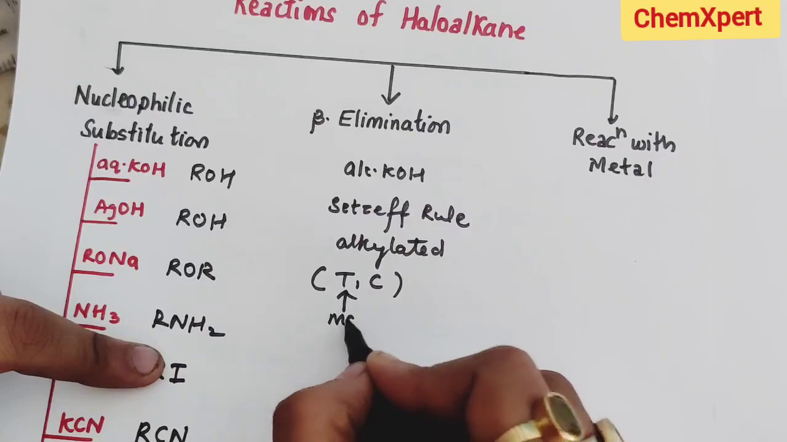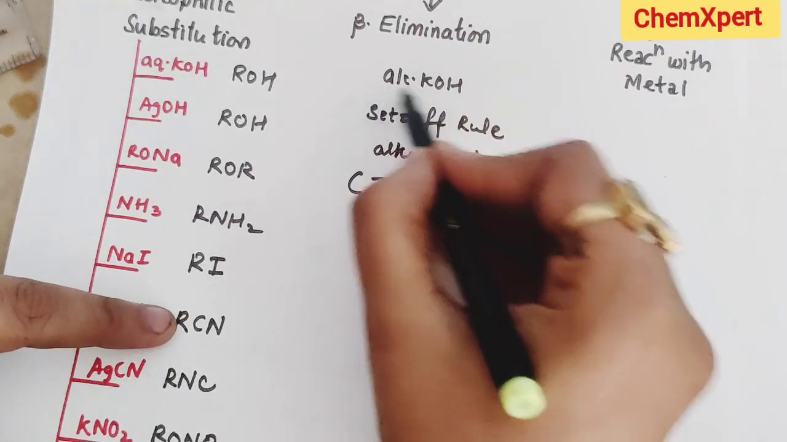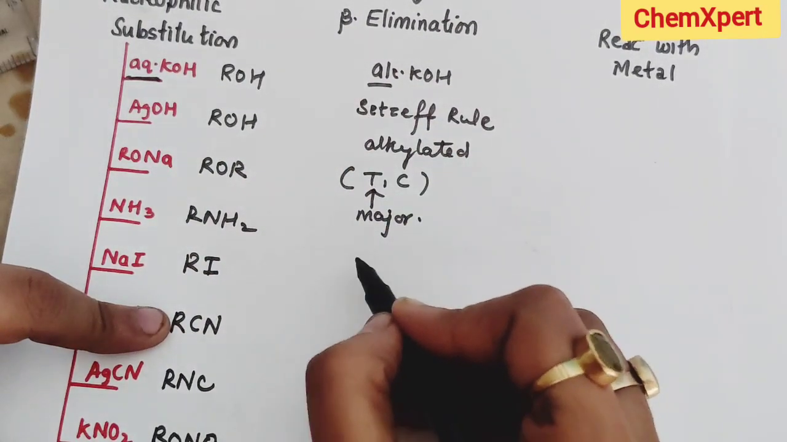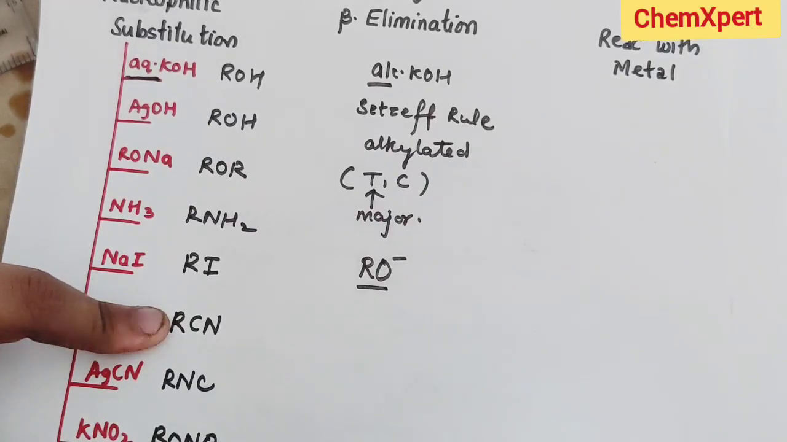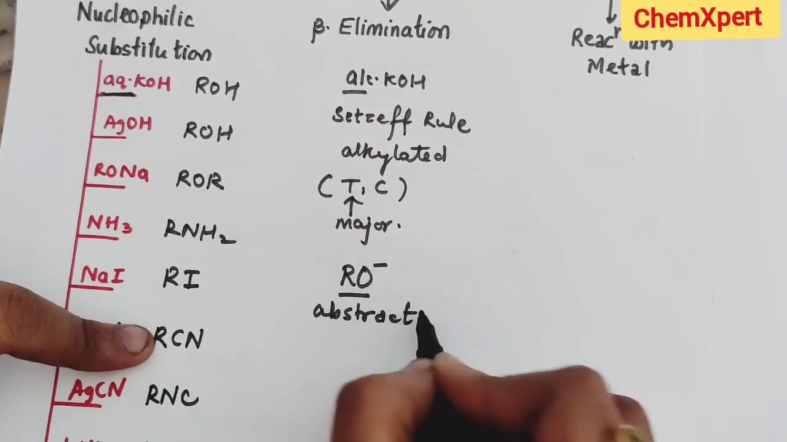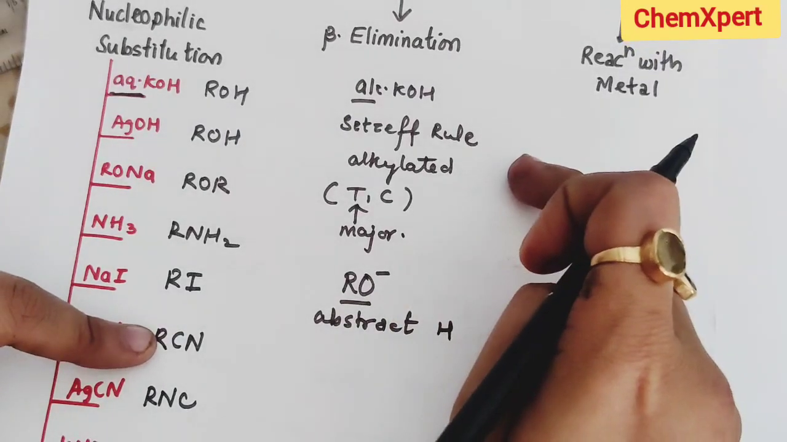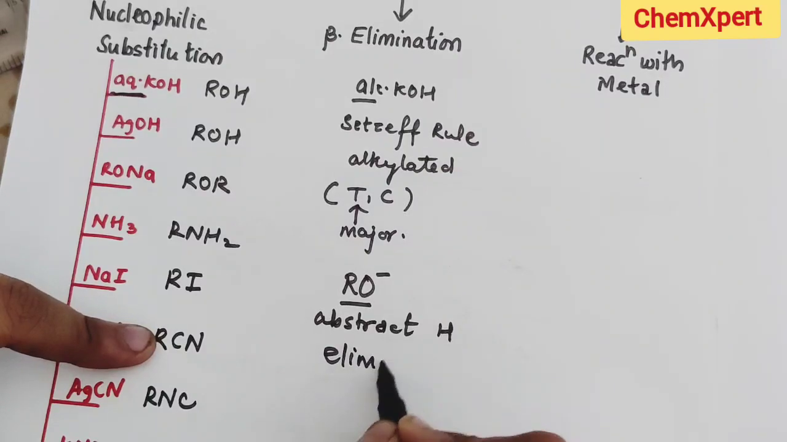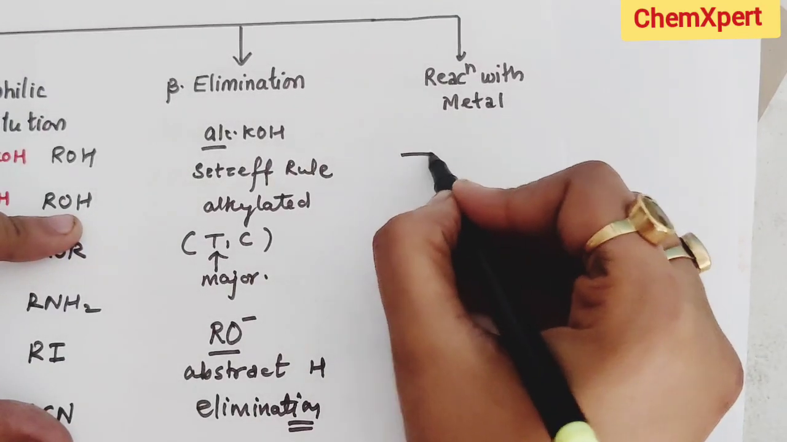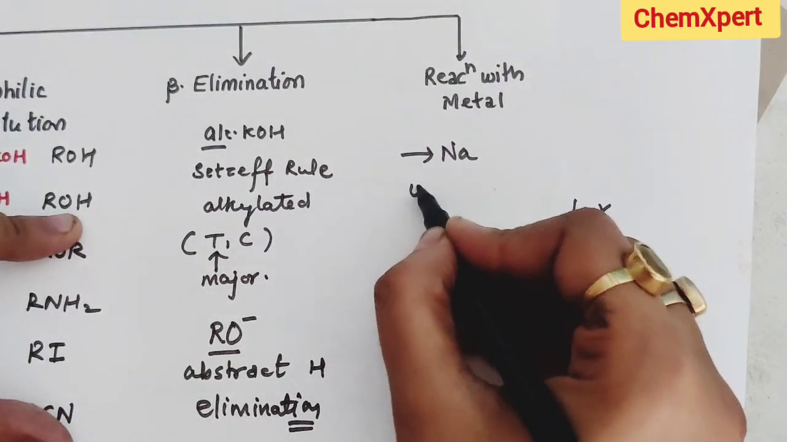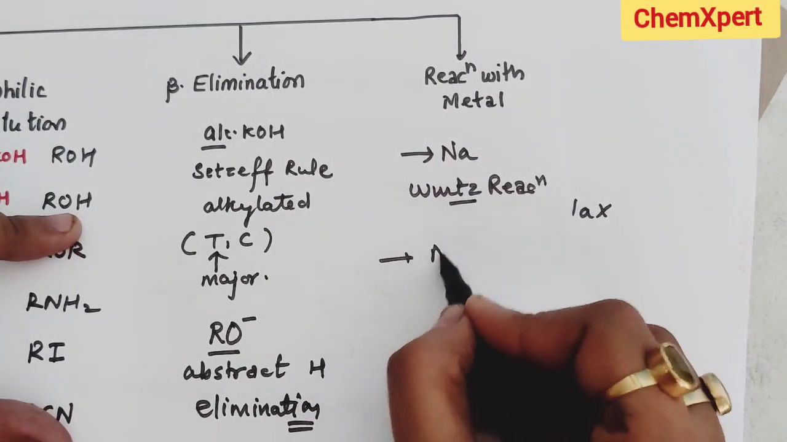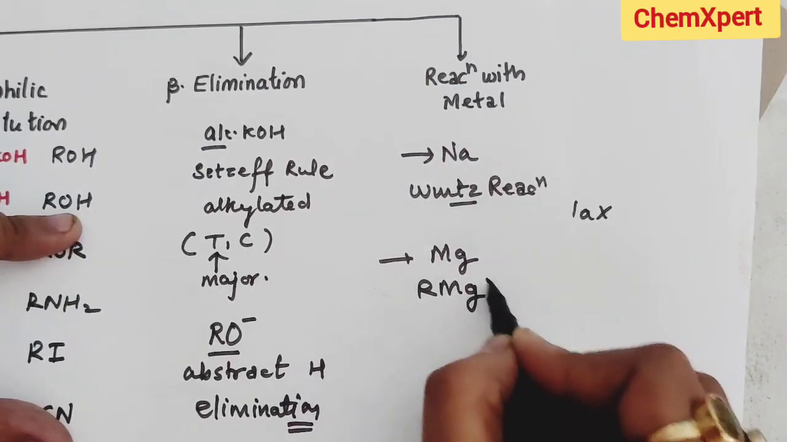An important point, why are we getting two different products in case of aqueous and alcoholic? In case of alcoholic, the reason is that a stronger base is produced, which just abstracts, we can say removes, hydrogen from the haloalkane, and the elimination reaction or mechanism takes place. Reaction with metal includes two major metals. One is sodium. In that case, we will discuss the Wurtz reaction, which you have already done in your class 11th. And with magnesium, it forms Grignard reagent, that is RMgX.